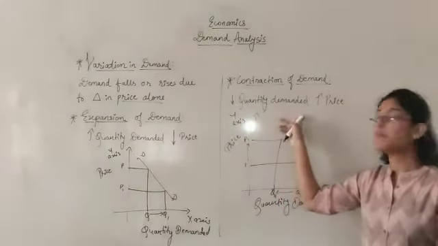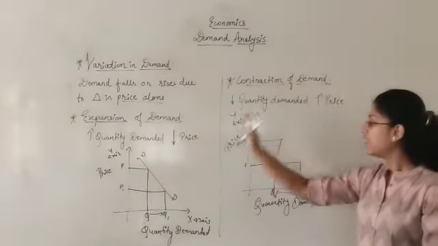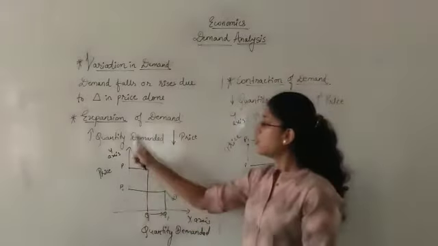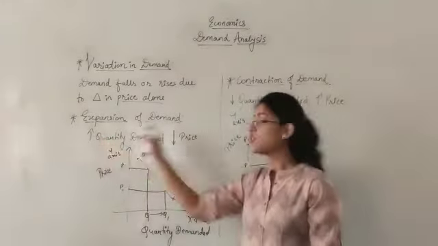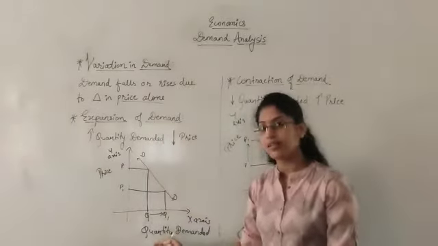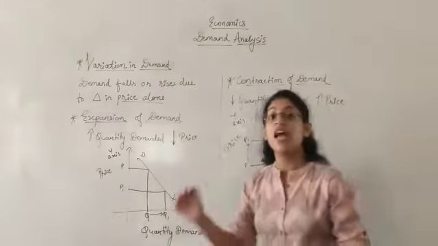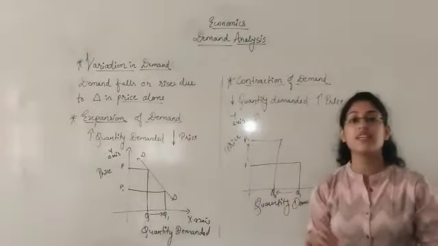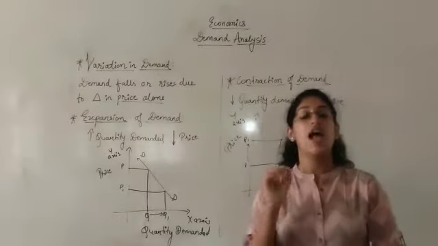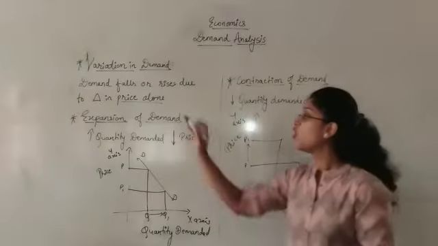Why? Because the price has increased. And here the quantity demanded is increased. Why? Because the price has decreased. So this is expansion, where there is enlargement of demand, and this is contraction, where the demand gets contracted, and that is only because of price.